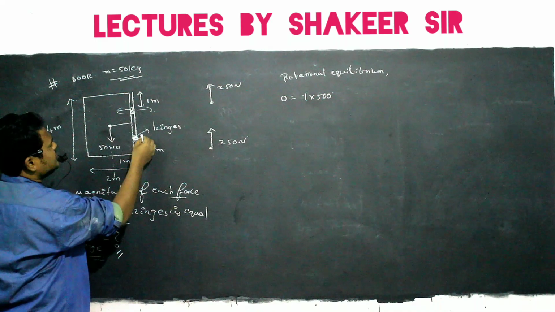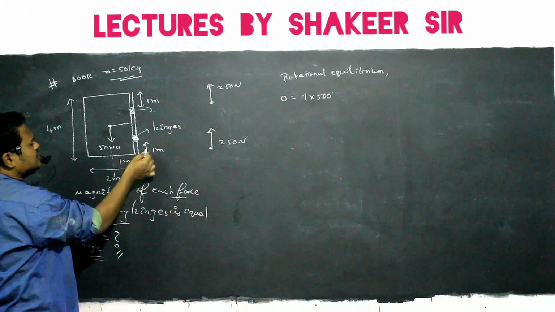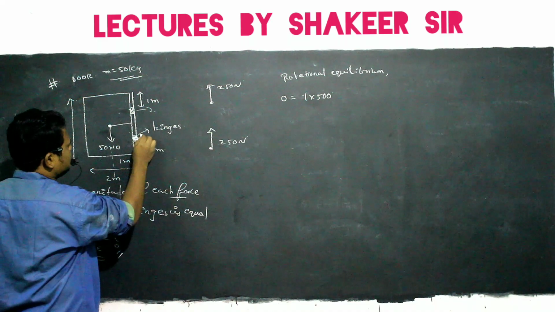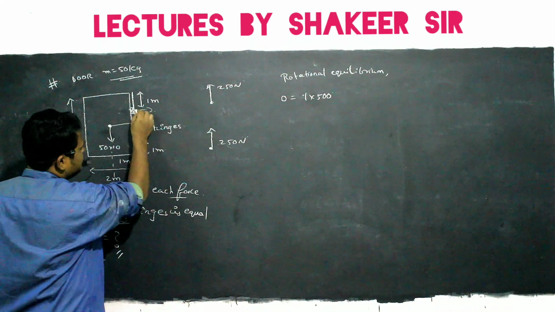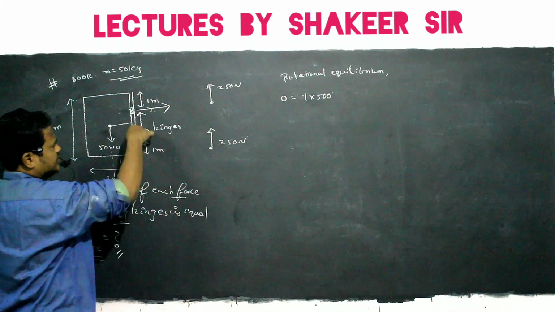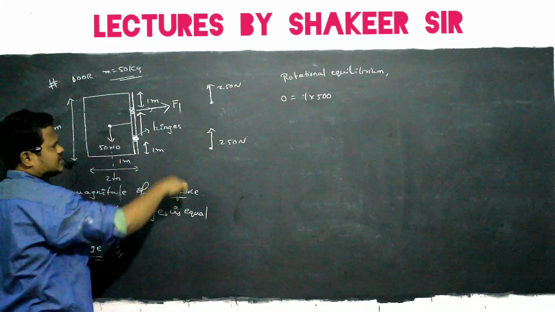So what is this distance from this hinge? This distance is, this is 1 meter, this is 1 meter, total 4 meters, no? So this distance will be 2 meters. That's all, no? And this hinge should give force in this direction. Okay? So this is the force given by first hinge.